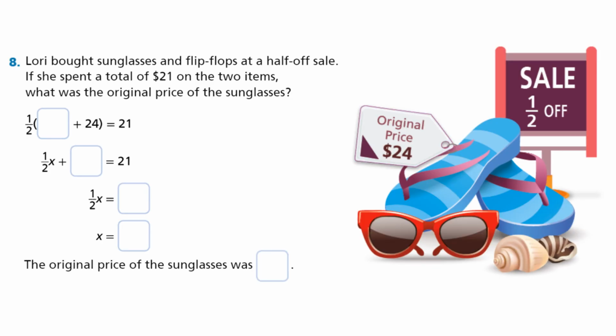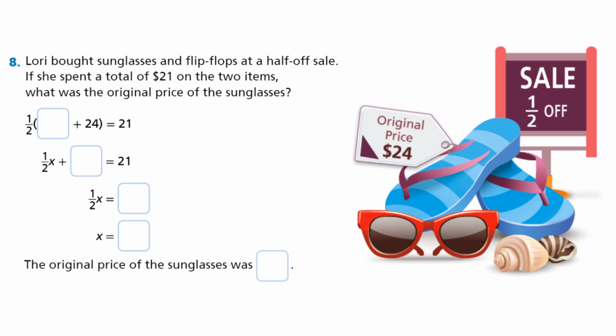Instructional videos over textbook pages 105 and 106. Problem number 8, it says Lori bought sunglasses and flip-flops at a half-off sale. If she spent a total of $21 on the two items, what was the original price of the sunglasses?